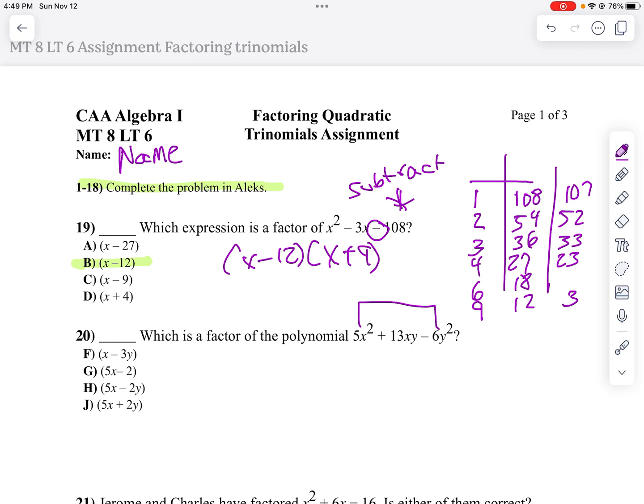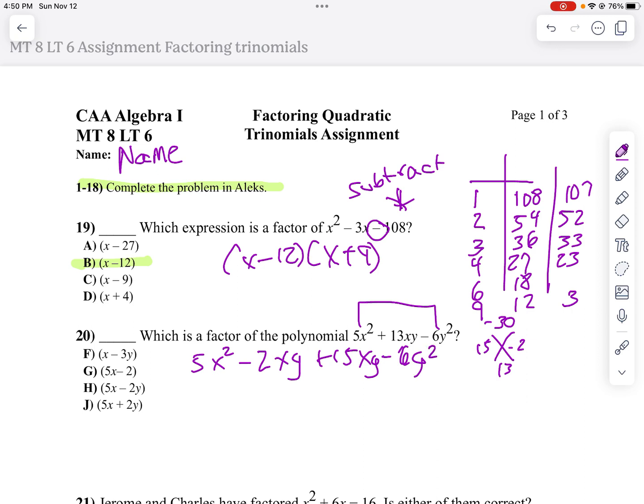So I want two numbers that multiply to negative 30, and they're going to have to add to 13. Well, that would be 15 and negative 2, wouldn't it? Because 15 minus 2 is positive 13. So we're going to write that as 5x squared minus 2xy plus 15xy minus, forgot my y there, minus 6y squared.